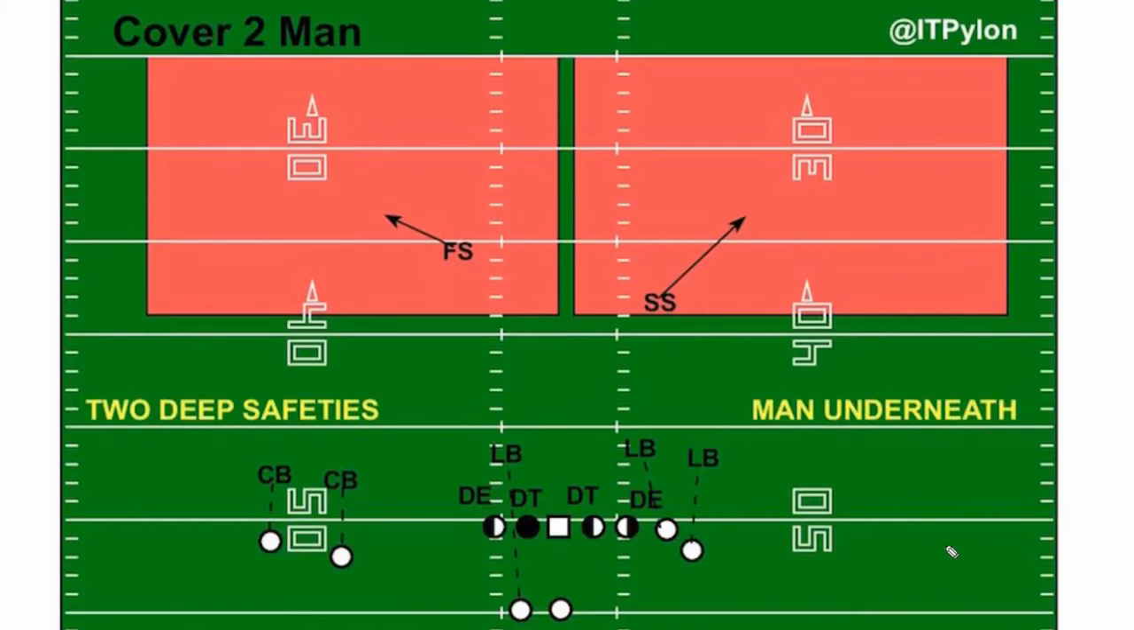So you can get a little creative with motion. Now you motion, and now this guy can't sit hard inside. He usually has to come back over the top. Now you've created a little space. You can come up, run option routes, do whatever you want to do.